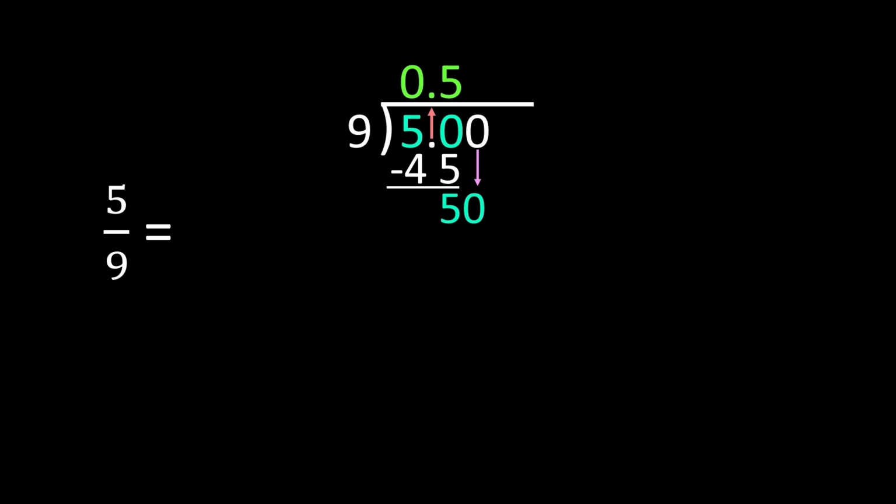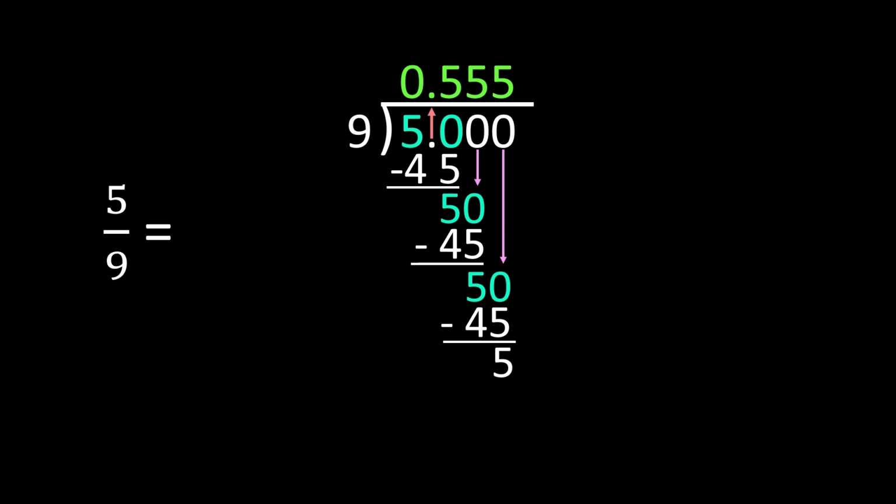50 divided by 9 is 5. 5 times 9 is 45. When we subtract, we get 5. And if we wanted to keep going, we would add another 0, which we would bring down. And here again, we're going to have 50 divided by 9. So the 5 is just going to be repeating in our quotient.